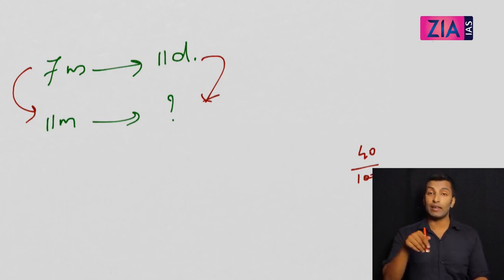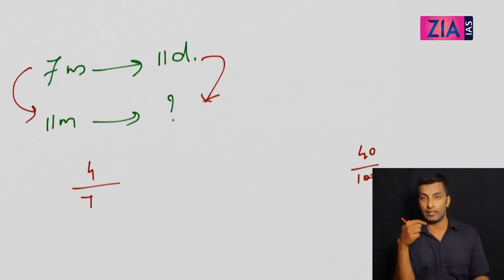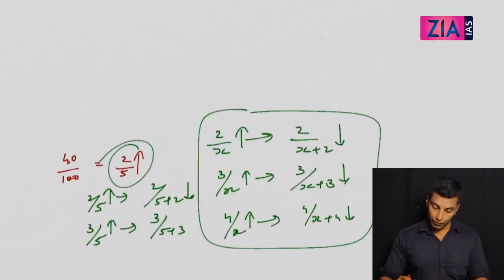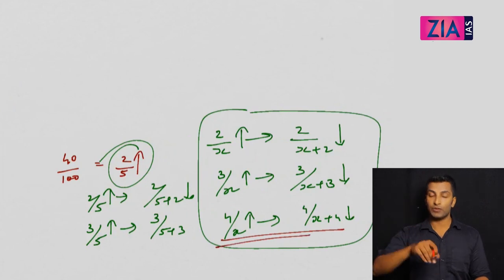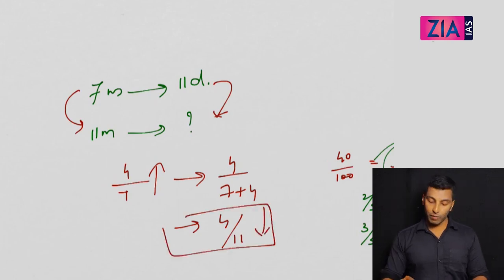So 7 to 11, what is the increase? 4 is the increase on top of 7. This is how you will calculate percentage: absolute change by initial value. So here absolute change is 4 divided by 7. Or you understand it this way, change is 4 on top of 7. So 4 by 7 increase will lead to, see here, 4 by x means 4 by x plus 4. So 4 by 7 plus 4. That means 4 by 11 decrease. 4 by 11 decrease will be there on the number of days.